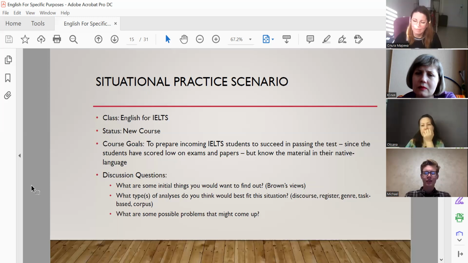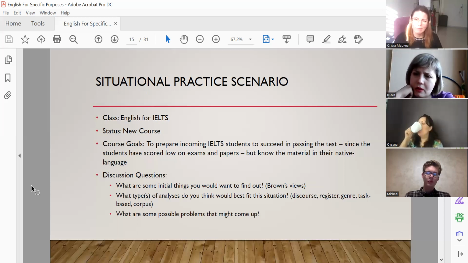So what is the register? What is the genre? Could we approach that from a task-based perspective or corpus perspective? So formal language. Register should be formal and academic, yes. And then you need to find the specific words and phrases, collocations that are used in such situations. And how to do that? Well, corpora help you.